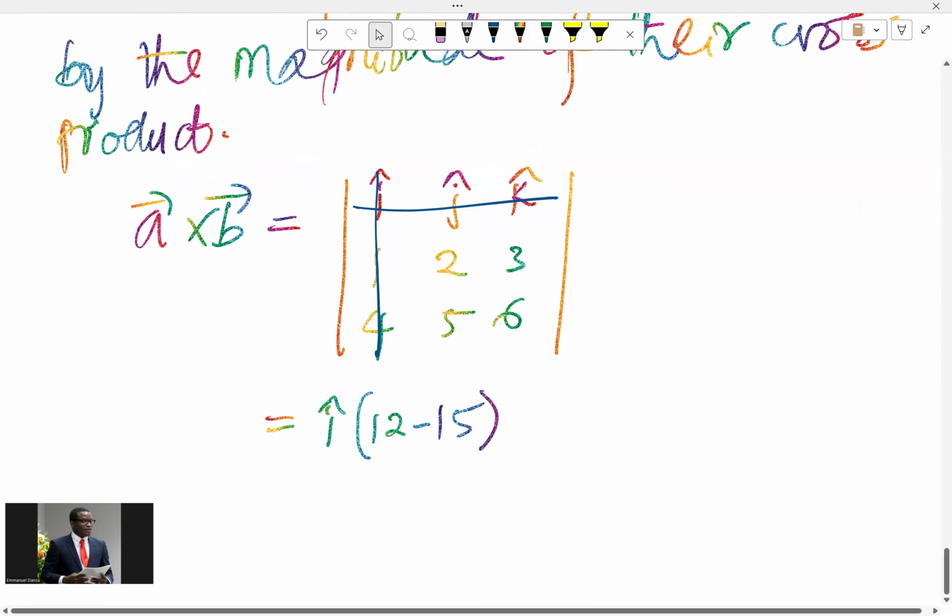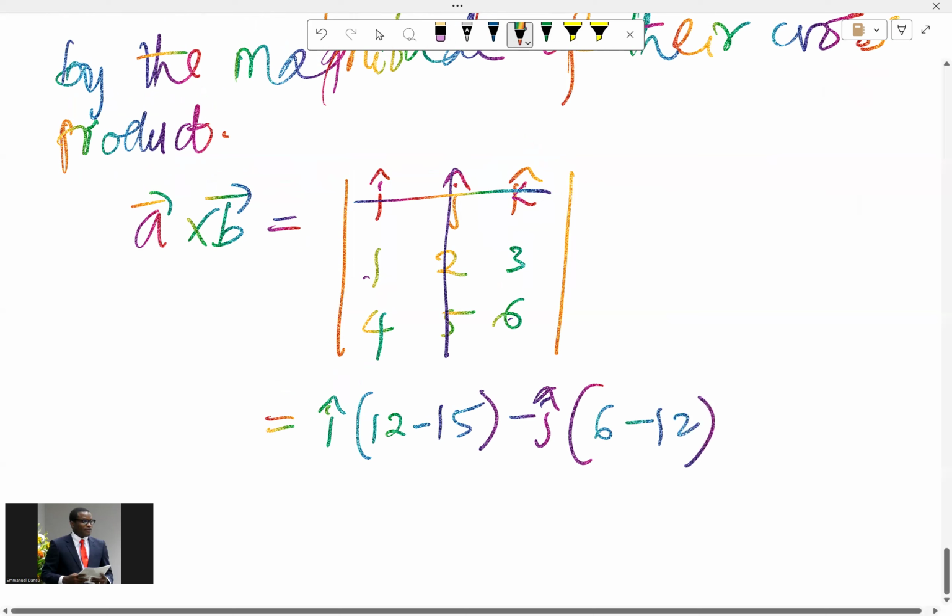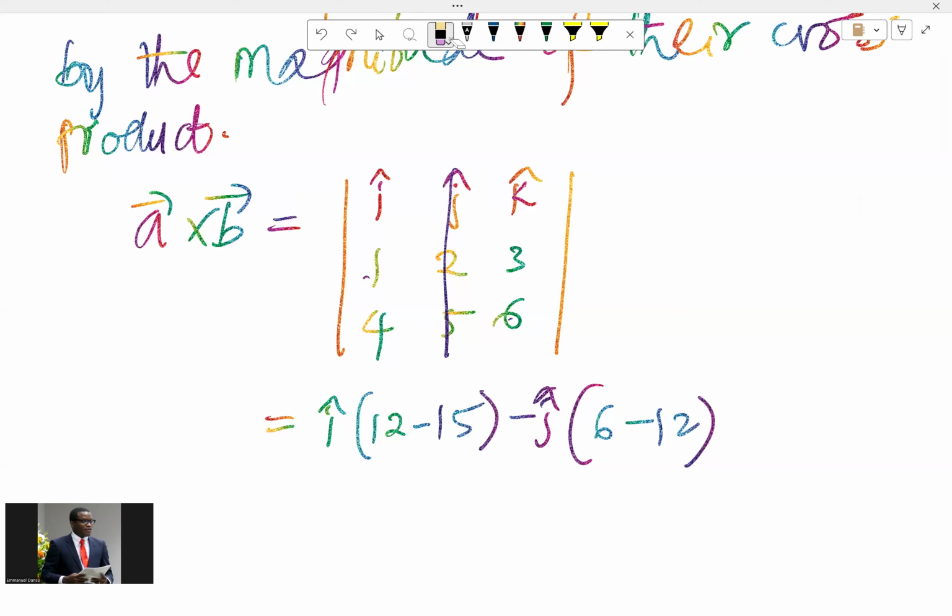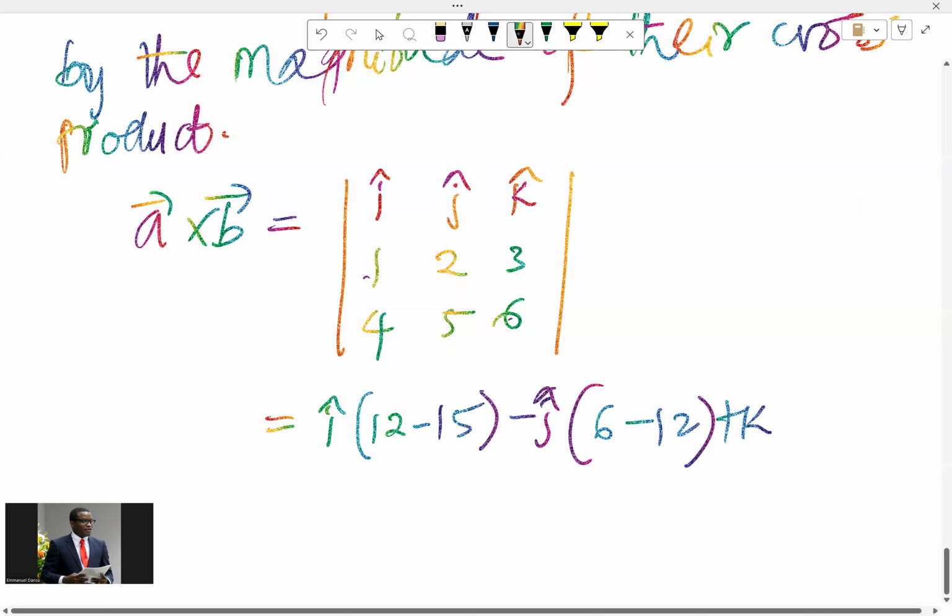Once that is done, take away this. The next thing is minus j into, so cross out the column and the row for j. So 1 times 6, that is 6, minus 3 times 4, that is 12. Then take that away. Now the focus goes to k, so we have plus k. Don't forget we have plus, minus, plus, and I explained that in a previous video. Cross out the column and the row: 1 times 5, 5, minus 4 times 2, 8.